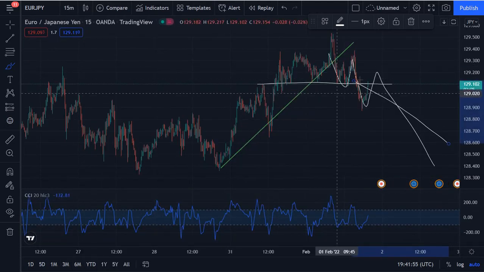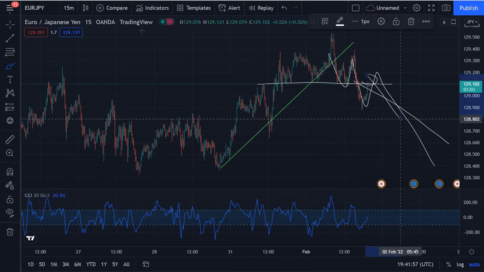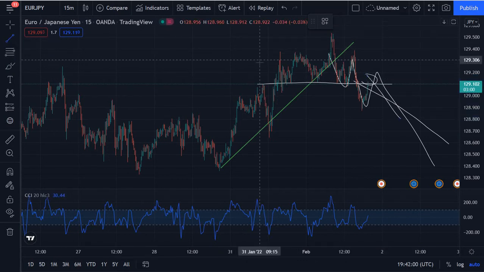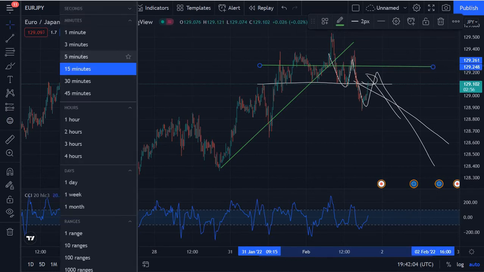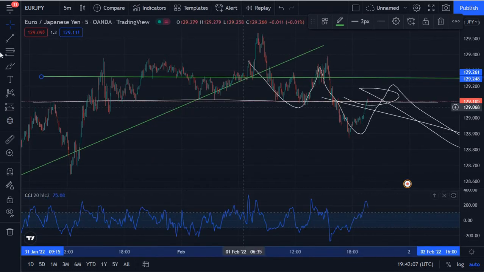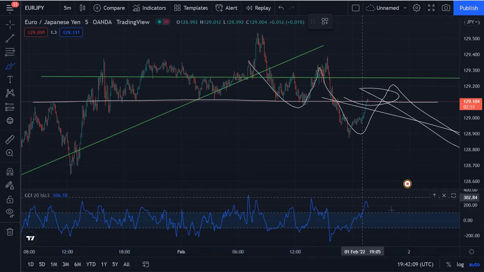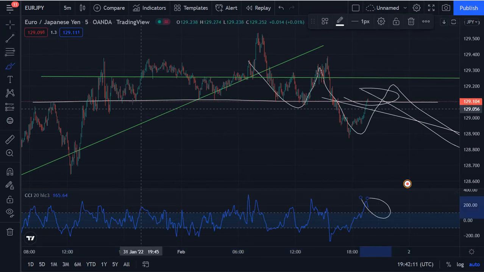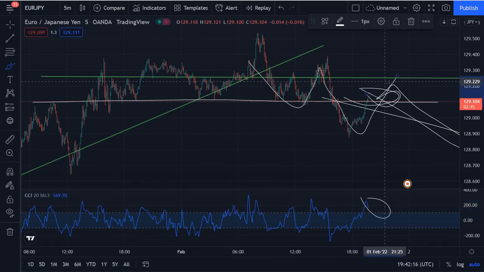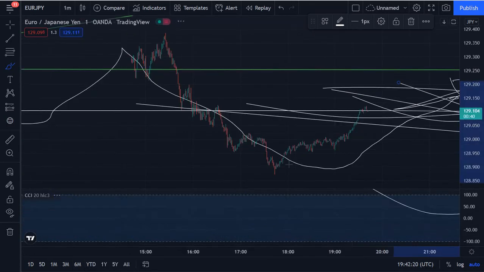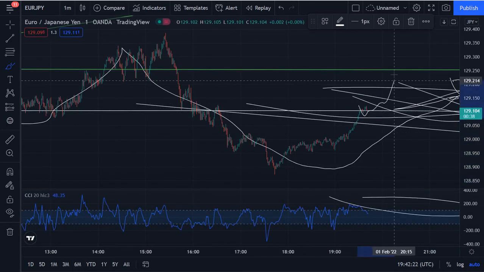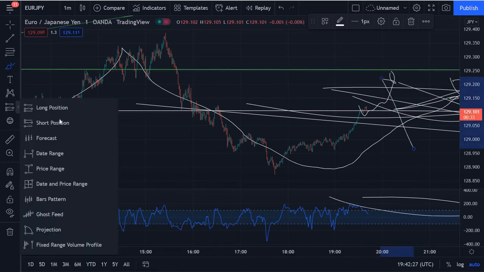50-minute chart here, looking for bearish signs. Could still jump to around here. 5-minute chart, pretty much the same. So here the CCI is pretty high at the resistance line here, but we could still go to this one. But all in all, looking for shorts here. 1-minute chart now, probably going to this line. So looking for shorts here as well.